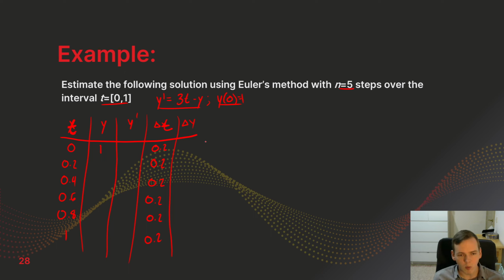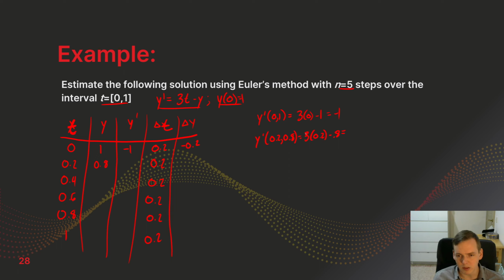So t of 0, y of 1, that means that y prime of 0, 1 is equal to 3 times 0 minus 1, which equals -1. So delta y is -0.2, just multiplying across delta y prime times delta t. So that means if I subtract 0.2 from 1, I'm now at 0.8 in the y values. So y prime of 0.2 comma 0.8 is equal to 3 times 0.2 minus 0.8.